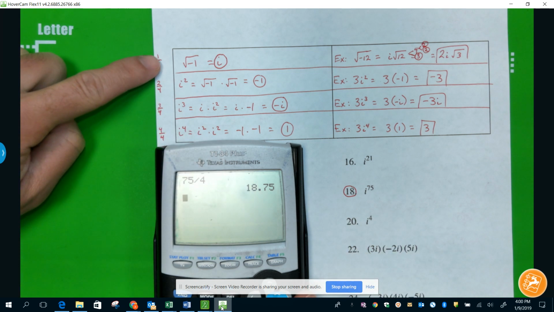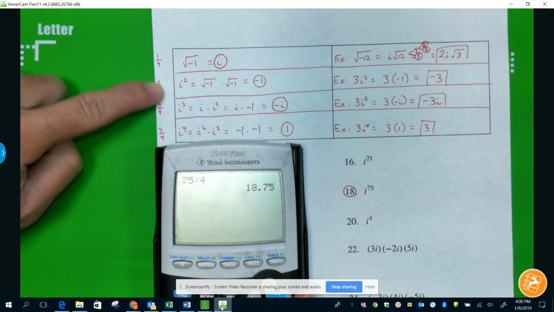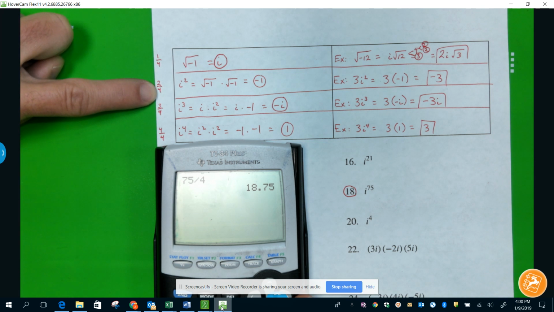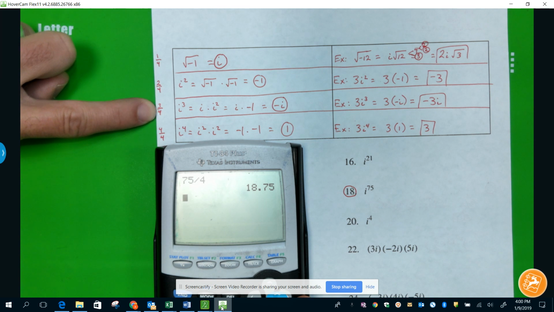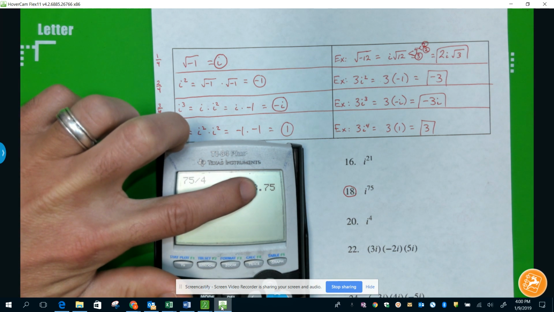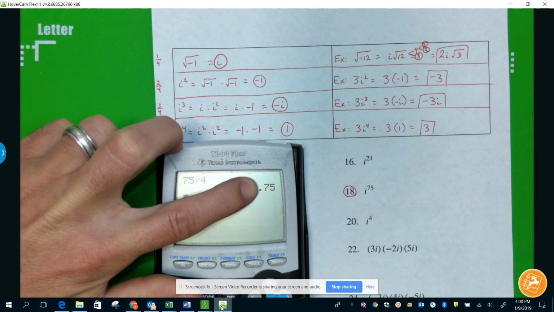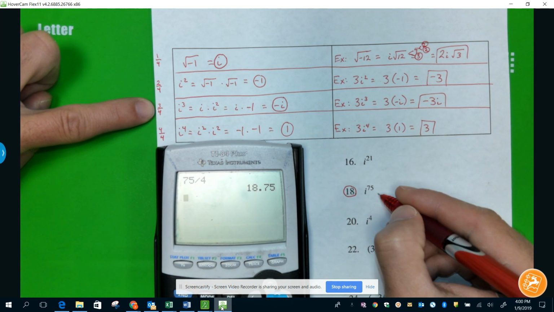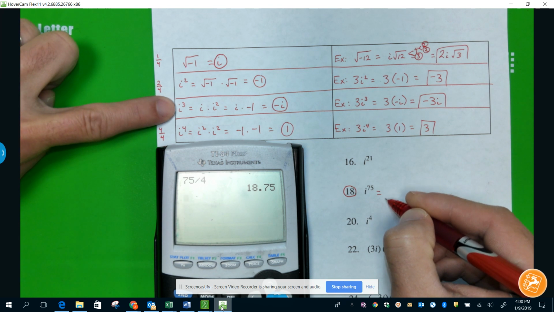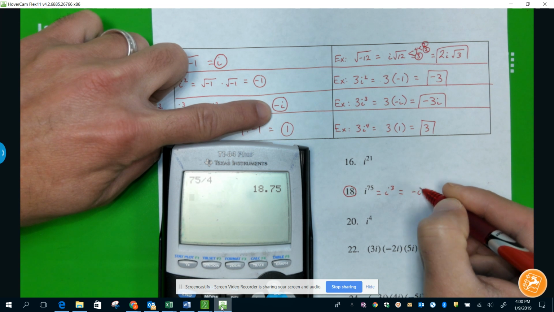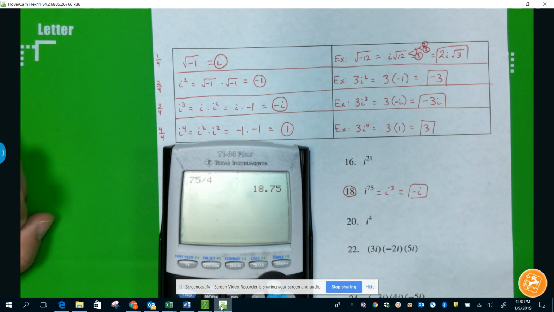Over here off to the side, I wrote the fractions for each one. This is the first one out of the 4 that we learned. This was the second one out of the 4. This is the third out of the 4. And this was the 4th one out of the 4 that we learned. So 0.75 is 3/4, so it's going to be the third one out of the 4 that we learned. So i to the 75th power is the same thing as i to the third power, which we don't want. We want negative i. That's going to be our answer.